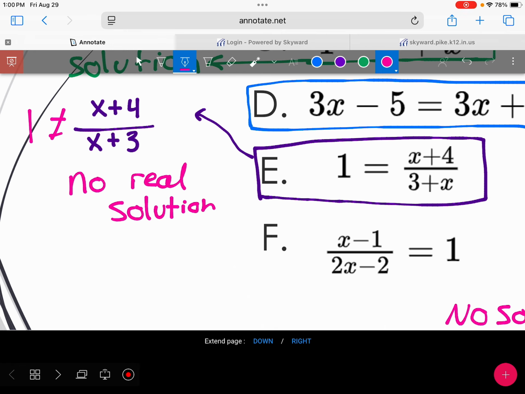We don't even have to know what that thing's going to look like, because it's going to look weird. But because there's not a number that I can add 4 to and add to 3 that would give me the exact same value, this doesn't happen. If you wanted to try and solve it, you would have to multiply both sides by that denominator, the 3 plus x. So we'd get the denominator to cancel out. We'd wind up with 3 plus x equals x plus 4. That would be how we would try and go about solving it.